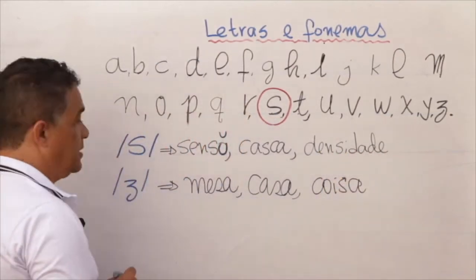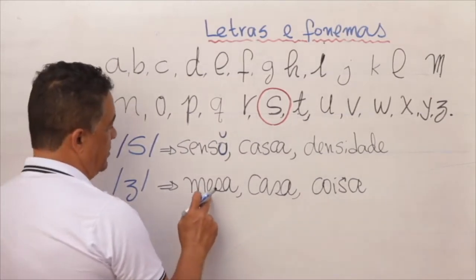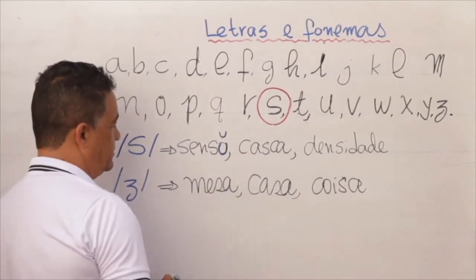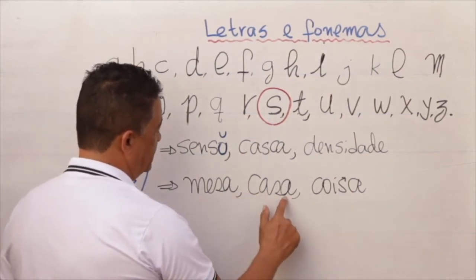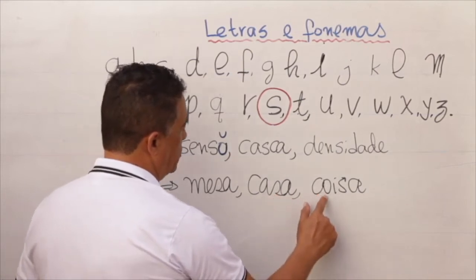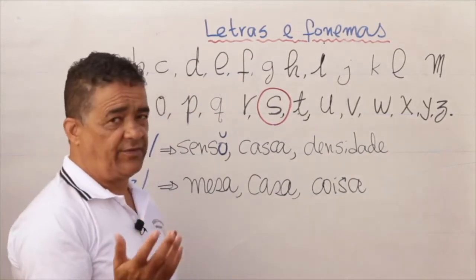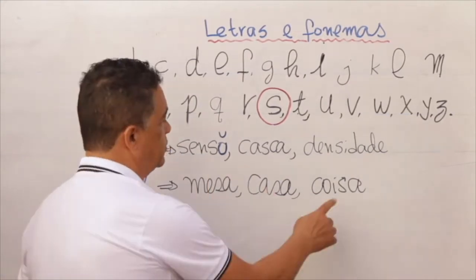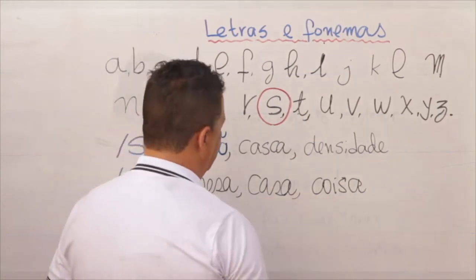Densidade. Now with the sound of a Z. Mesa, table. Casa, house, sound of a Z, né? Coisa means thing. Nothing, everything, thing, so coisa. So we have mesa, casa, coisa.